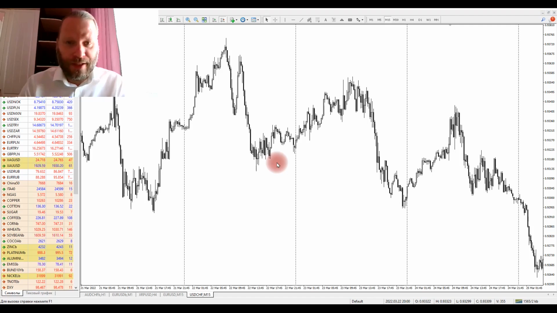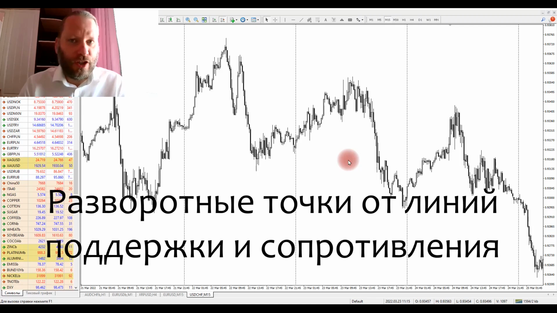Today, we will talk about what a trend reversal is, a price reversal, and how to find it on a chart. First of all, I would like to say that there are several ways to find a reversal, but we will focus on one way. This is a way to use trend lines or support and resistance lines.